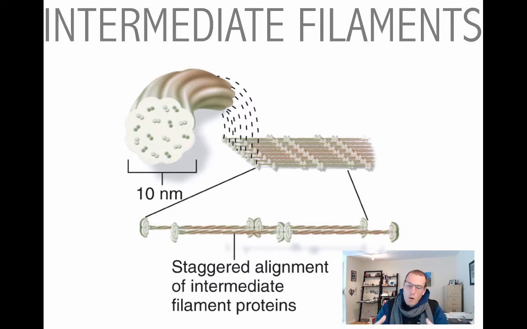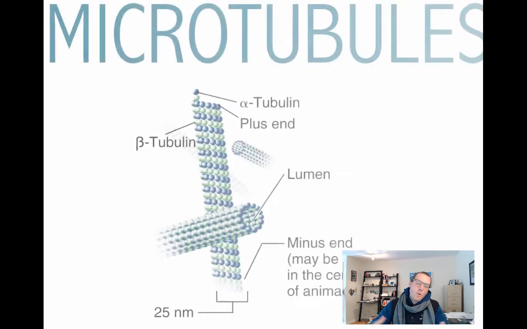You find them in the nucleus. Like I say, they're hugely diverse, very difficult to talk about. So do some reading online and just get a general idea of what's going on with the intermediate filaments. Okay, let's go out to the widest of the filaments.